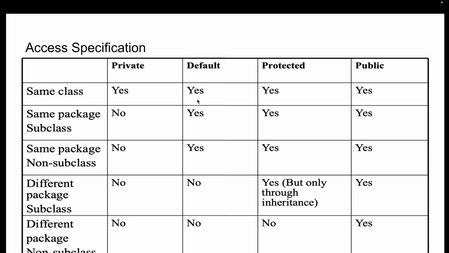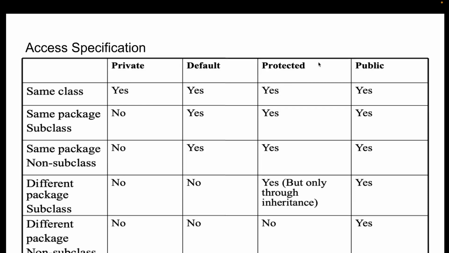So package A files, whatever variables or methods you have written with default access, will not be accessible in package B. So that is the difference. Now let's see the protected access modifier.